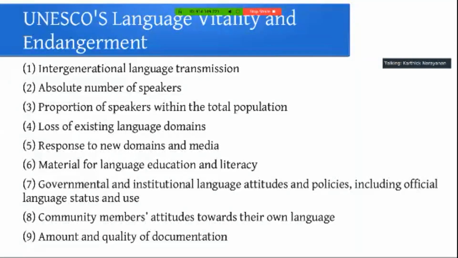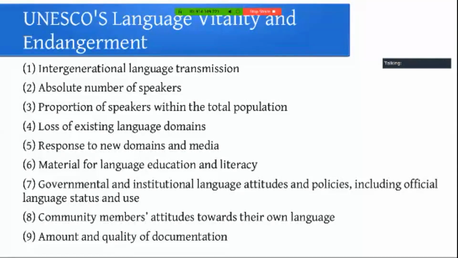Now, this scale is published in the form of an Atlas of Endangered Languages, and it was published in 2009, and it is available online for all of you to go and check. It is based on this scale that we say India has one of the largest numbers of endangered languages in the world. The number keeps varying between 197 and 198 languages. People can give feedback to it, and then UNESCO modifies it according to the feedback.